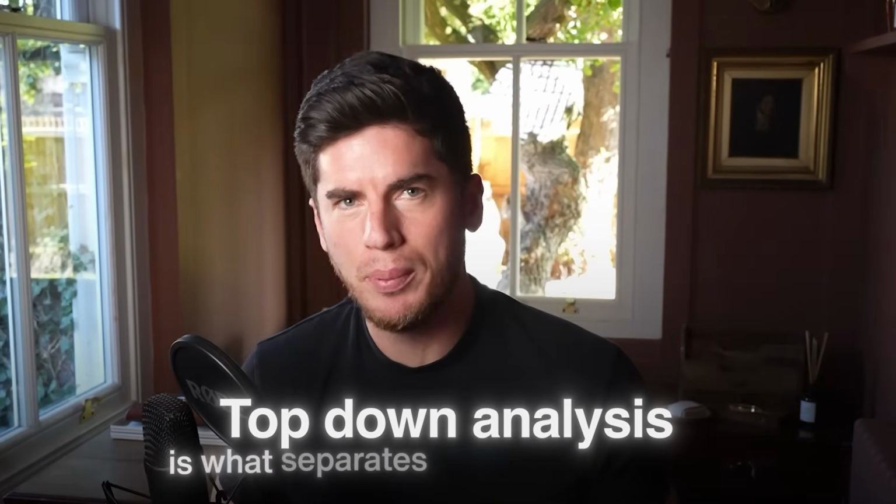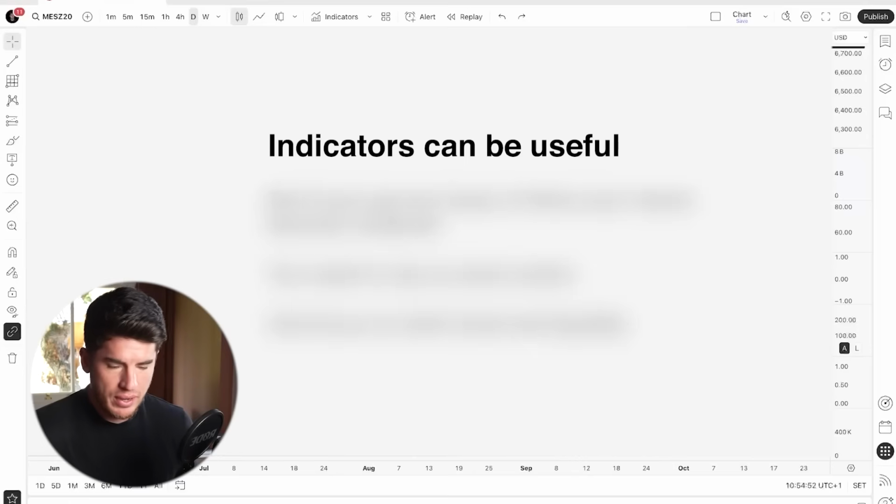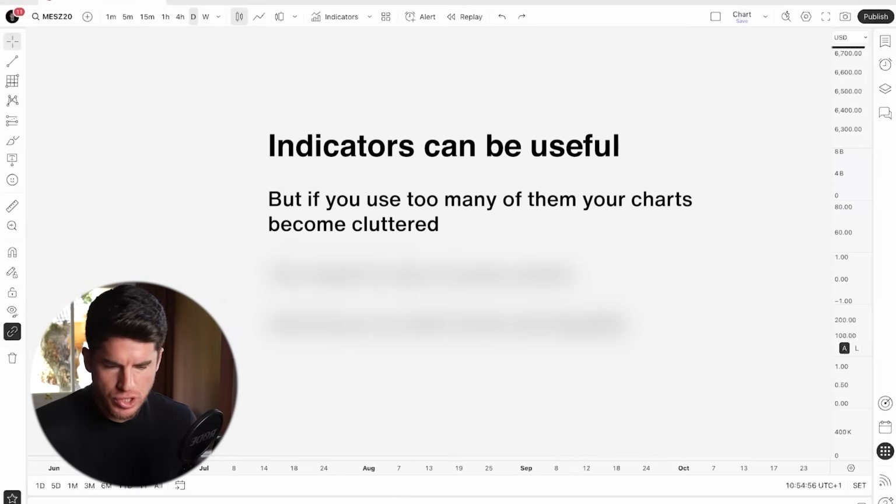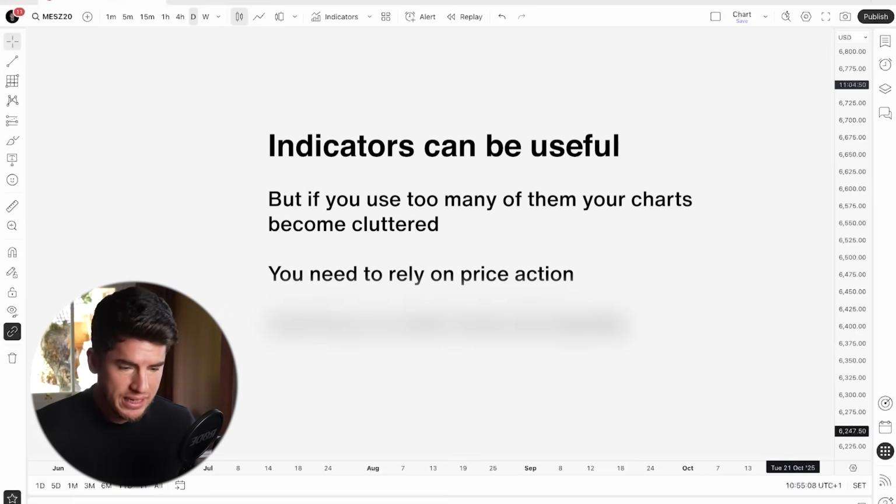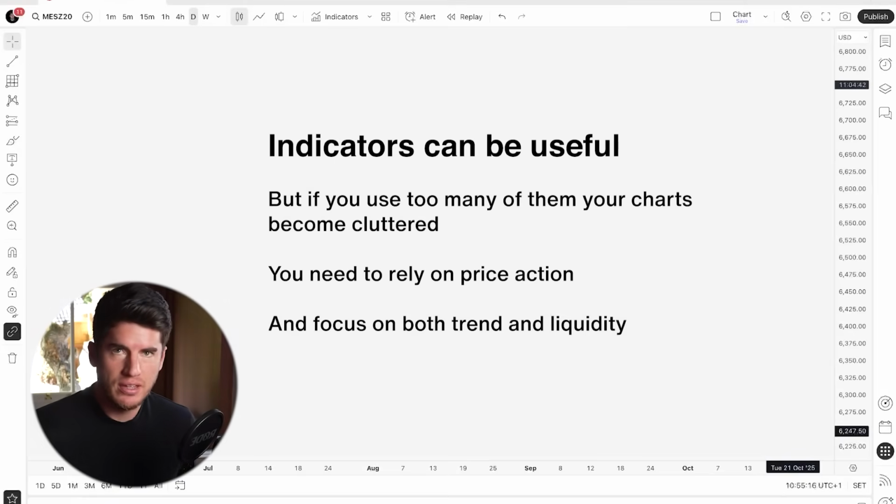When I started trading back in 2015, I thought indicators were a shortcut, but 10 years later, after selling my business and starting fresh, I realized the boring stuff, the top-down analysis, is what separates pros from amateurs. Now, indicators can come in useful, however, use too many of them and your charts become cluttered. What you really need is to rely on price action and focus on both trend and liquidity.